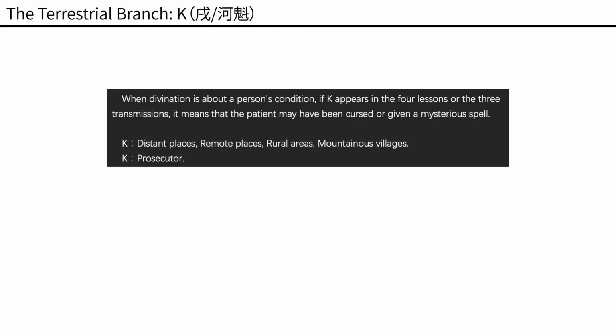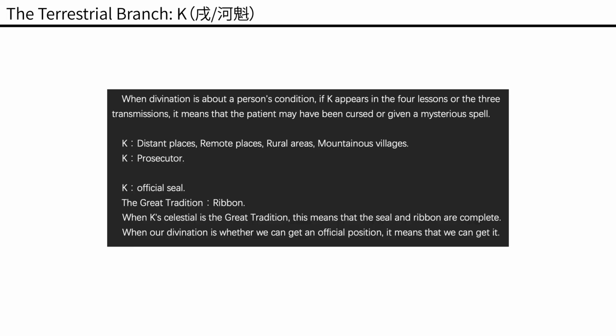K represents the prosecutor. K represents official seal. The great tradition represents ribbon. When K's celestial is the great tradition, this means that the seal and ribbon are complete. When our divination is whether we can get an official position, if this kind of K appears in the 4 lessons or the 3 transmissions, it means that we can get it. Next are the images summarized by ancient Chinese people.